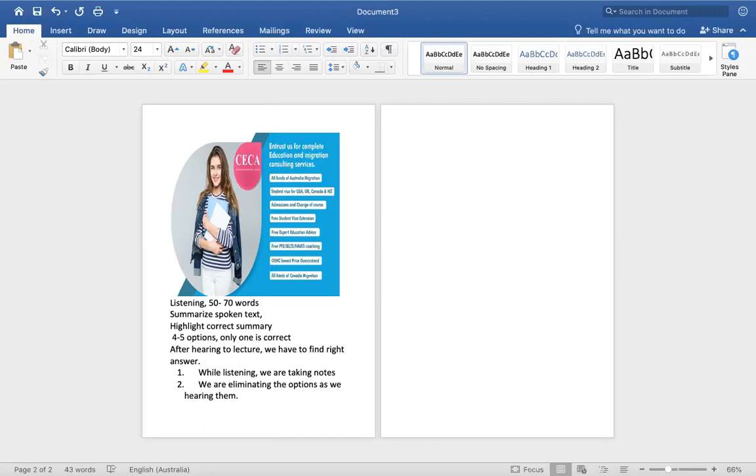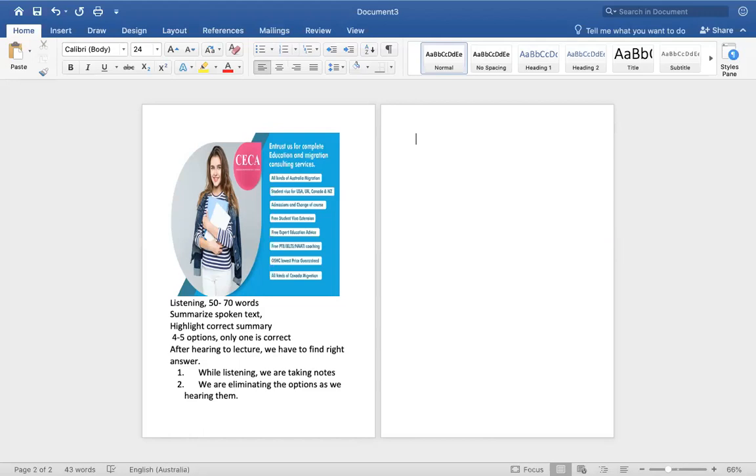And another approach: I'm not taking notes. What I'm doing is looking at the options and hearing the recording, and whenever I hear any keyword or phrase from an option in the lecture, I go to that option and see if it is the same, or something else, or contradictory, right? If it's the same, I keep it. If it's contradictory, I eliminate it.